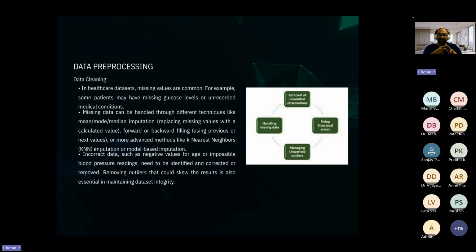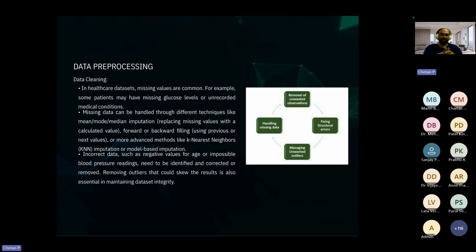Via mean, median, mode imputations, and another algorithmic technique is KNN. What you can do is identify the k nearest neighbor patients to that patient with missing data, then check what the values of those k nearest patients are, and you can impute the missing value. That is one algorithmic technique.